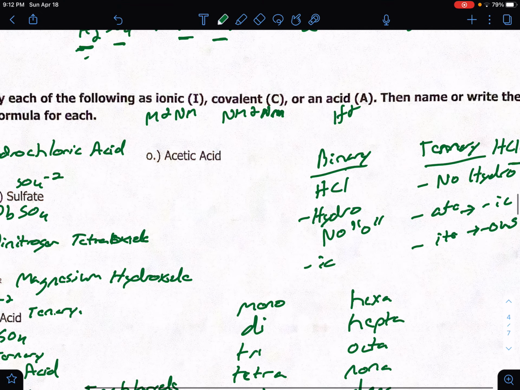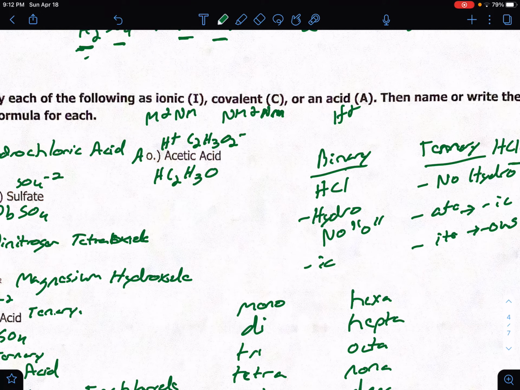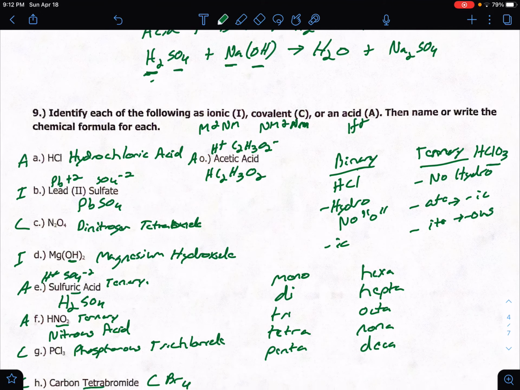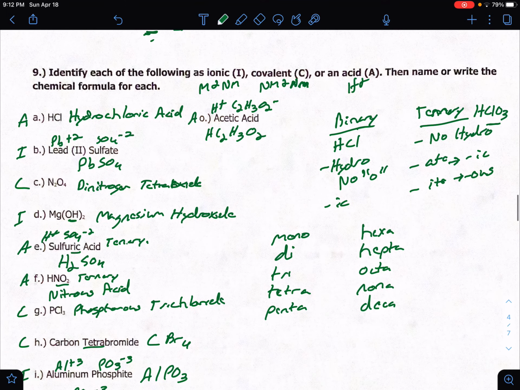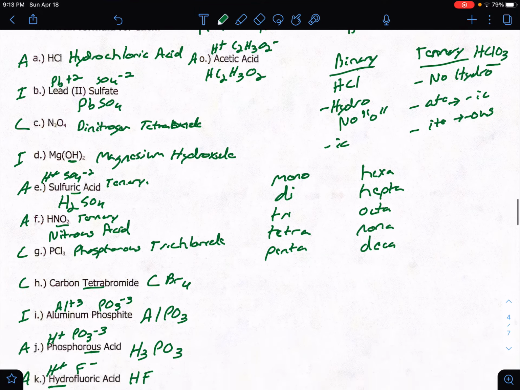Okay, last one, acetic acid. So we know it's an acid. It starts with a hydrogen. Acetic is just acetate, which is C2H3O2 with a -1. Okay, already balanced, so this would just be HC2H3O2. Okay, so if you need to go back and look at this again or practice some more, this is probably the number one mistake we see, which is simply getting the correct formula from the name.